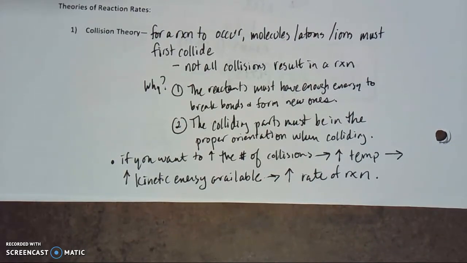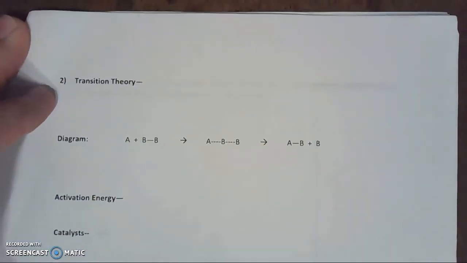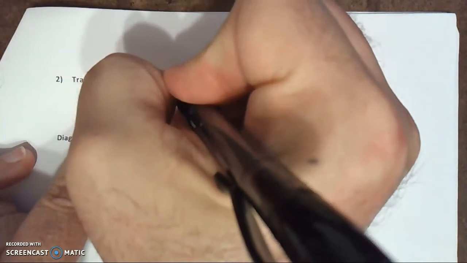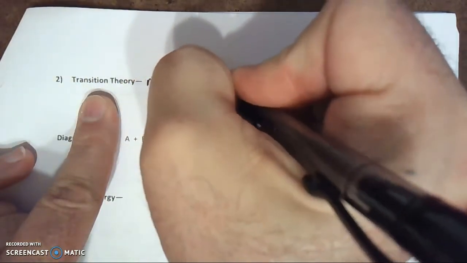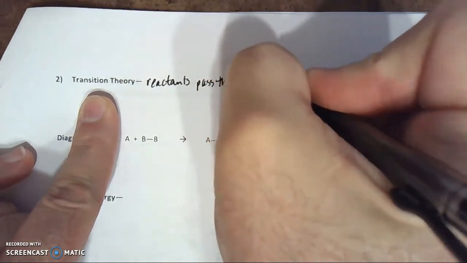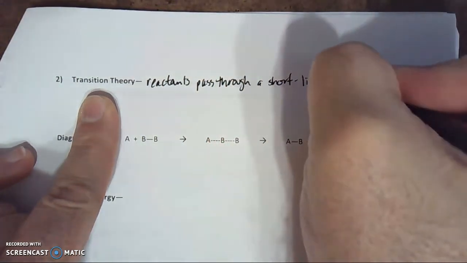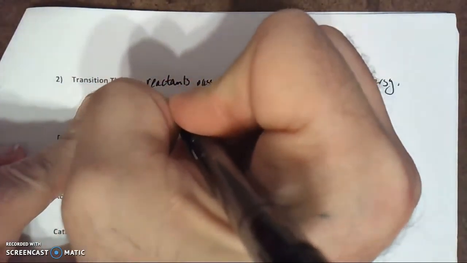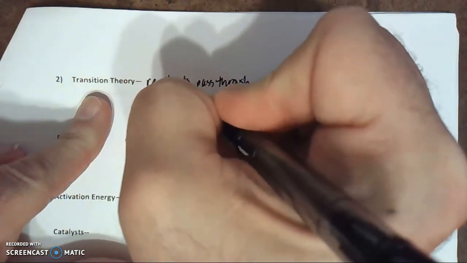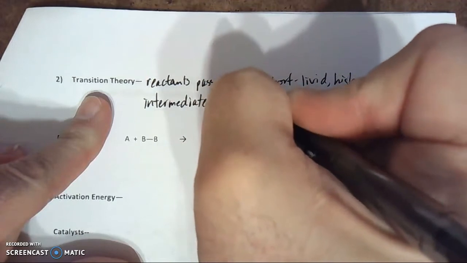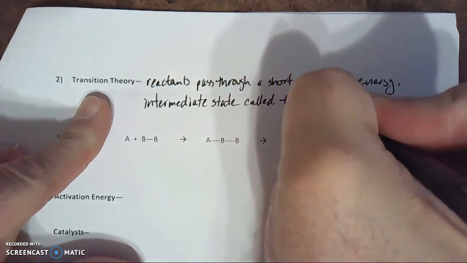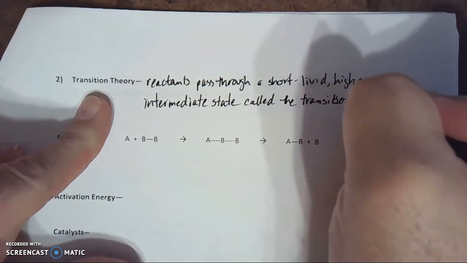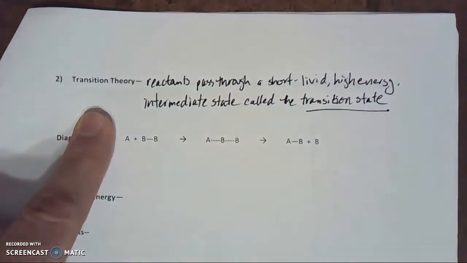That brings us to our second theory, the transition theory. What this states is that reactants pass through a short-lived, high-energy, intermediate phase or state called the transition state. Hence the name transition theory.